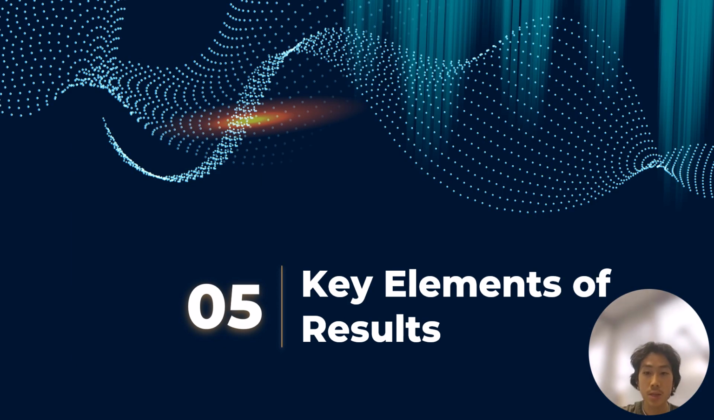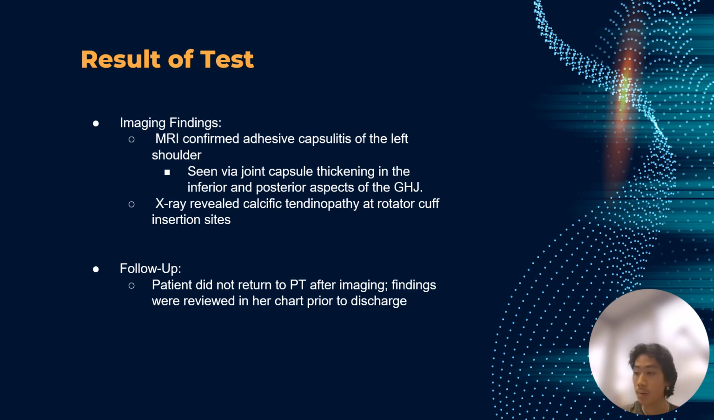So for our case specifically, here are some key elements of the results. For our image findings themselves, the MRI confirmed adhesive capsulitis of the left shoulder, which was seen via joint capsule thickening in the inferior and posterior aspects of the glenohumeral joint. The X-ray also revealed calcific tendinopathy at rotator cuff insertion sites.